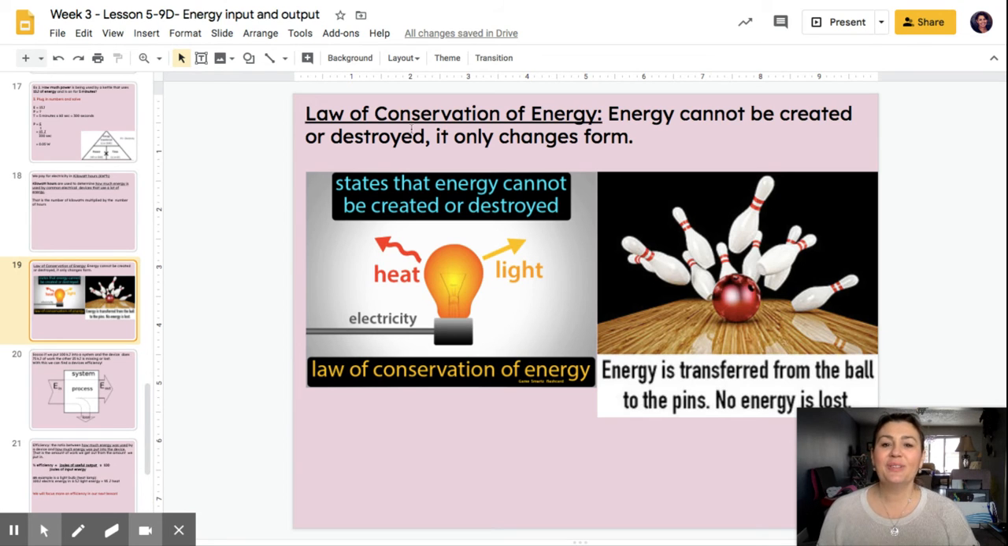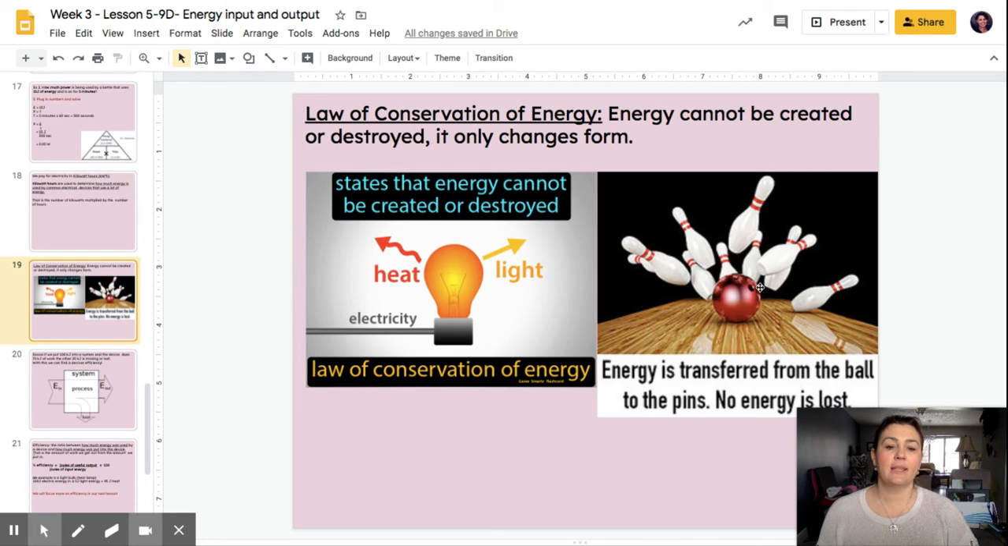So that's what the law of conservation of energy states, is that energy, you can't make it. You can't destroy it. It just changes from one kind to another. So this is a good picture. The electricity goes into the light bulb. Now, it doesn't stay as electricity. What it does is it turns into light that comes off of the light bulb, and it also makes heat. And that's why when you touch a light bulb, it's hot. So it's turning from one kind of energy into another kind of energy.